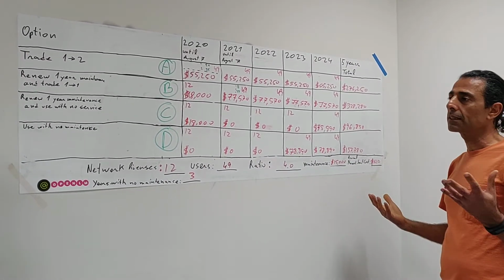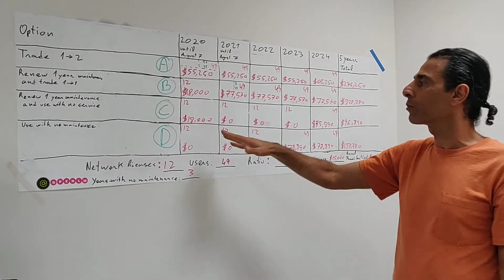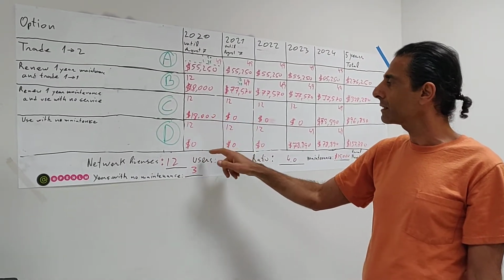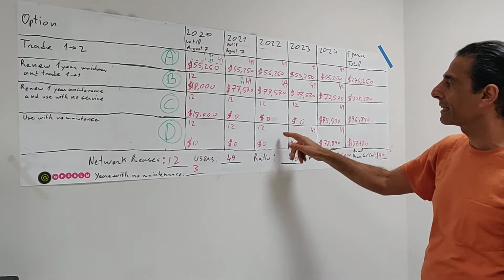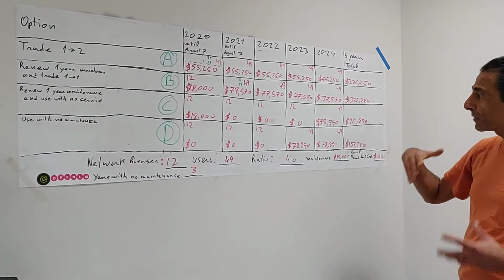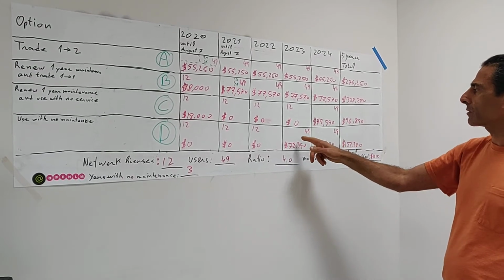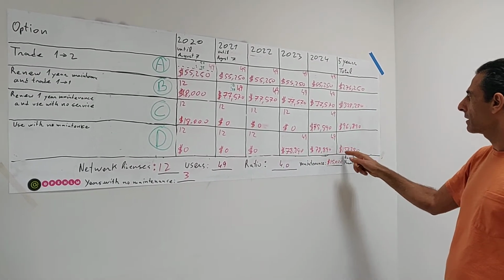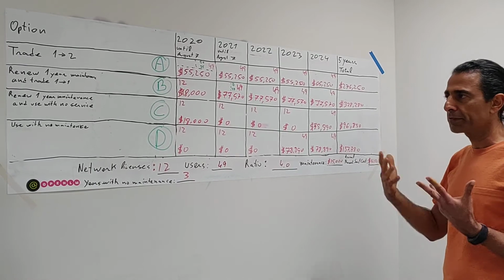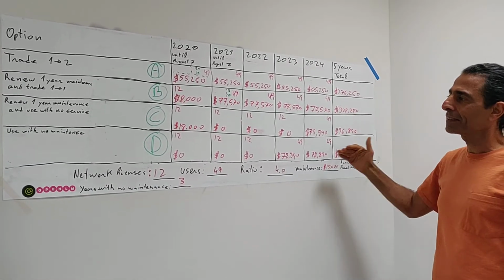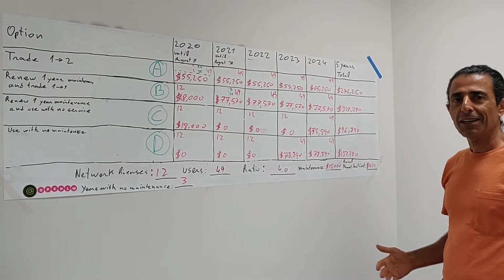And the last alternative is to immediately say, okay, we don't renew, we just use it without maintenance. So 1, 2, 3 years, you pay 0. After that, you pay for all the users. You pay for the licenses, and it's 150,000 in total. So these are the alternatives for this case.